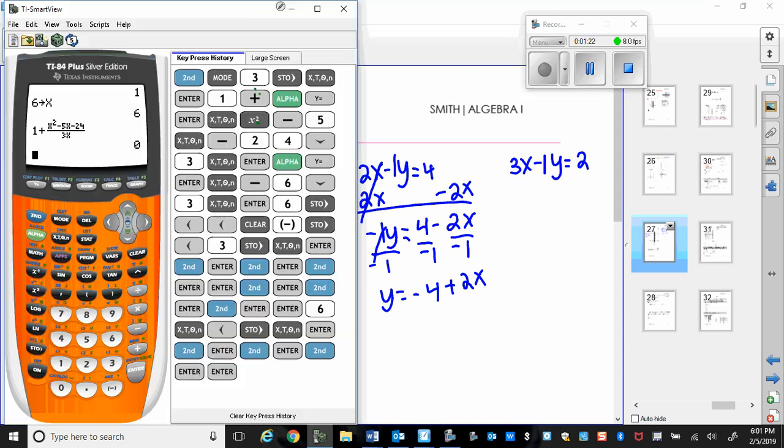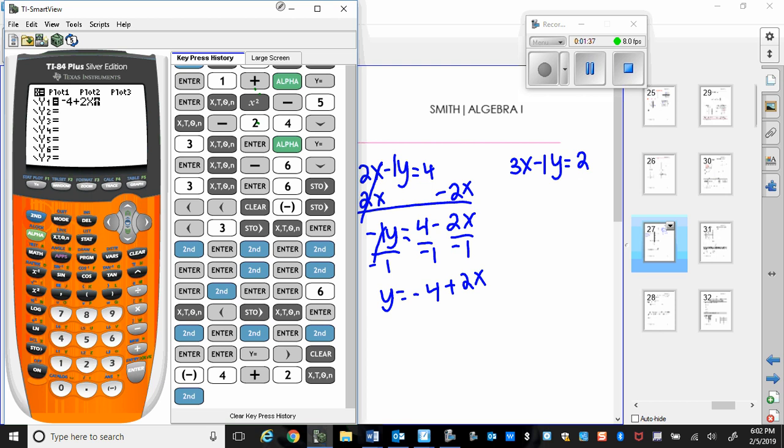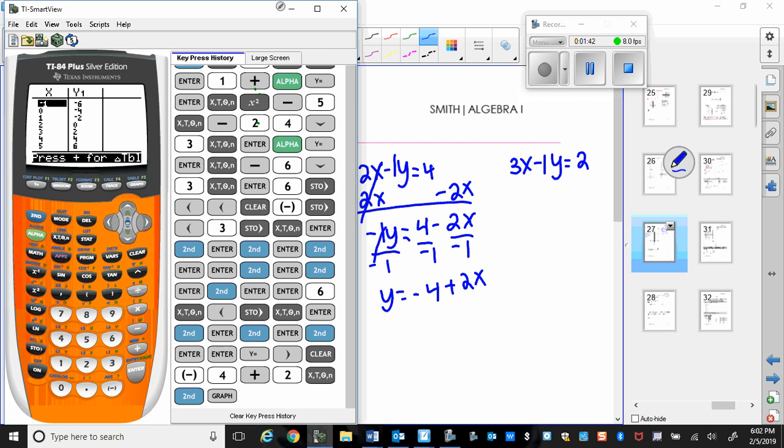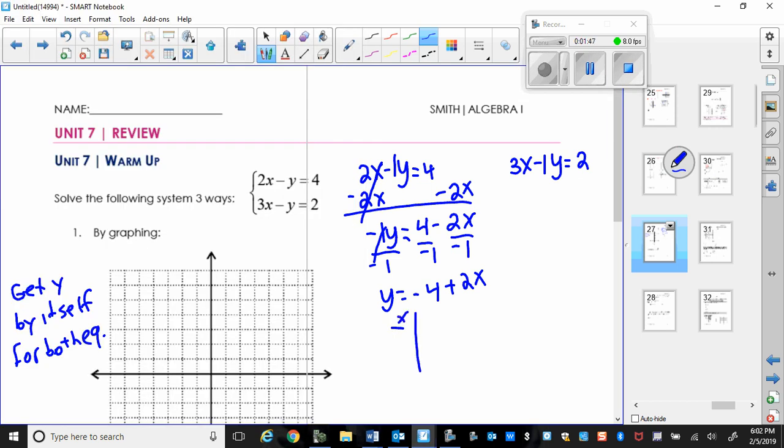Then I'll go to y equals, put my equation in, clear, and we're going to get a table of values. So I have negative 4 plus 2x, press second graph to create my table, and I get x and y: negative 1, negative 6; 0, negative 4; positive 1, negative 2.